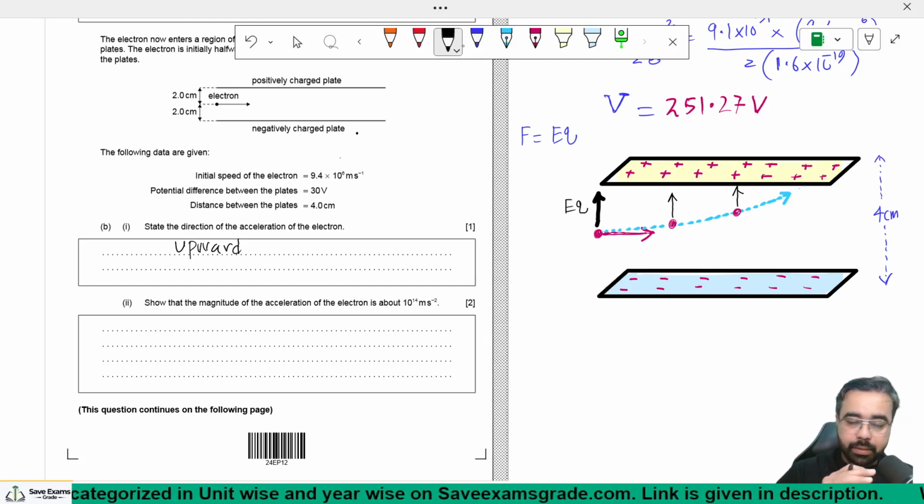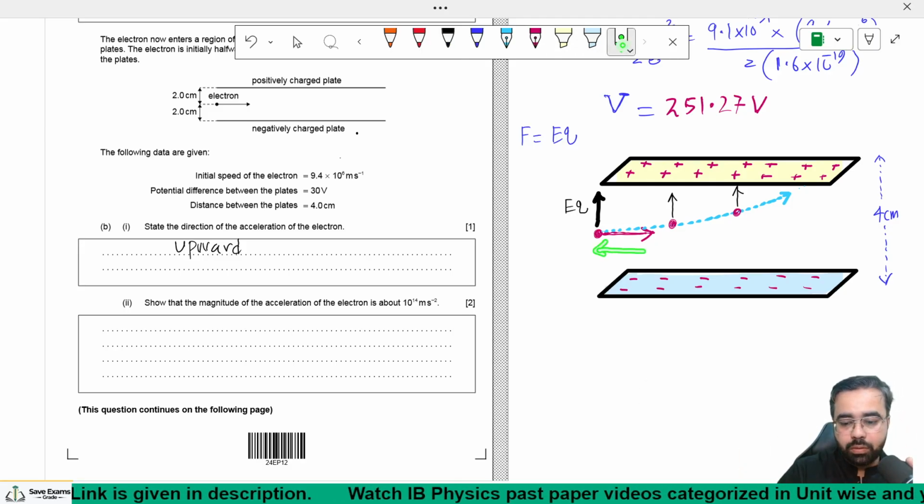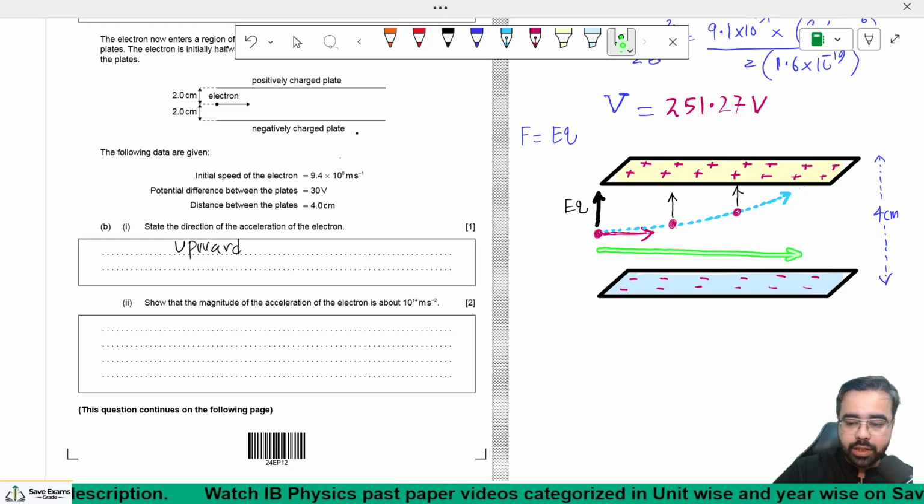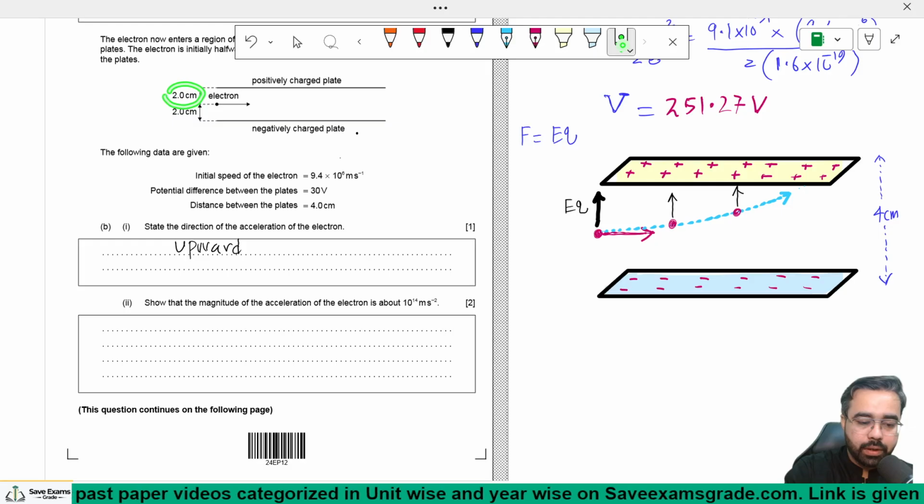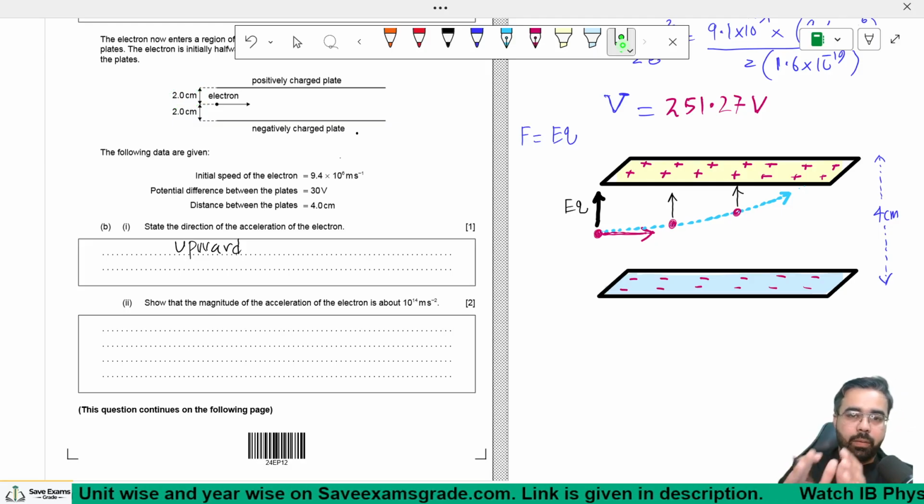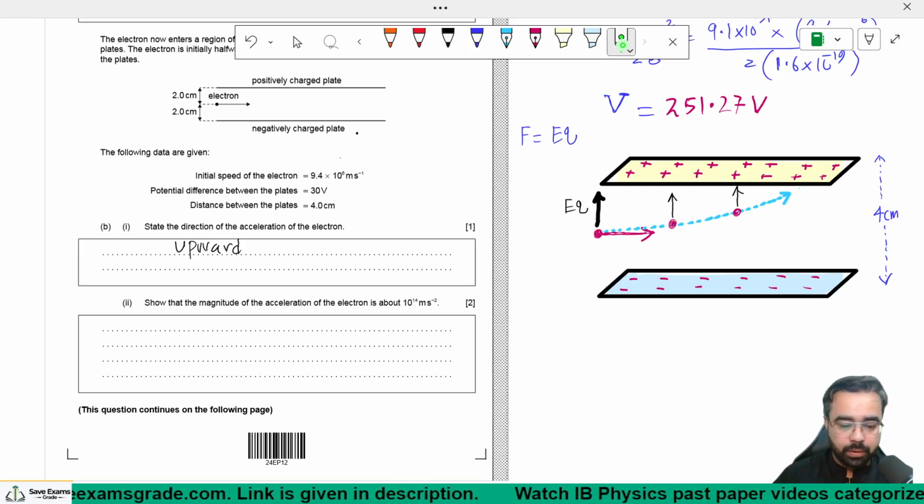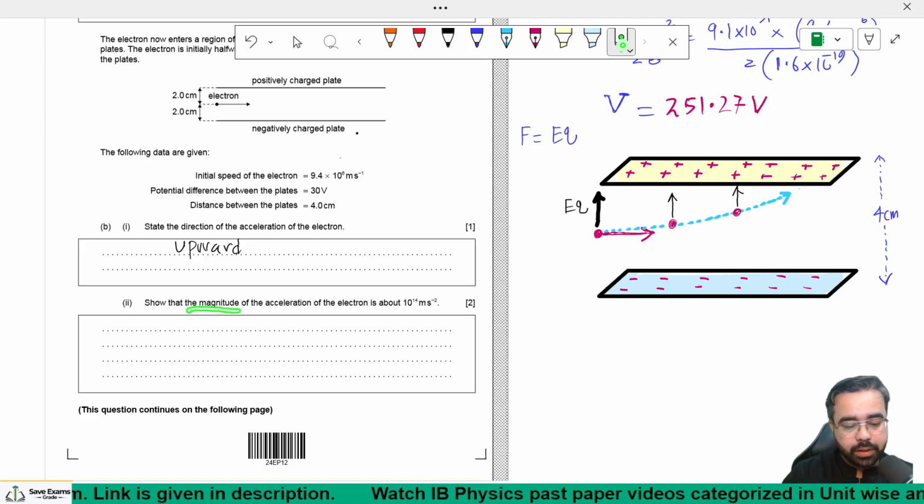Now, this acceleration is constant. So just imagine it is moving with constant acceleration, and it is executing two-dimensional motion, because it is moving horizontally as well as vertically. And how much has it moved vertically upward? That is 2 centimeters. So you can resemble it with projectile motion. All right. That is exactly according to projectile motion. So that's our next question.